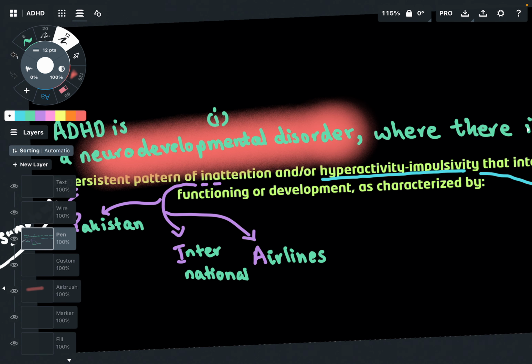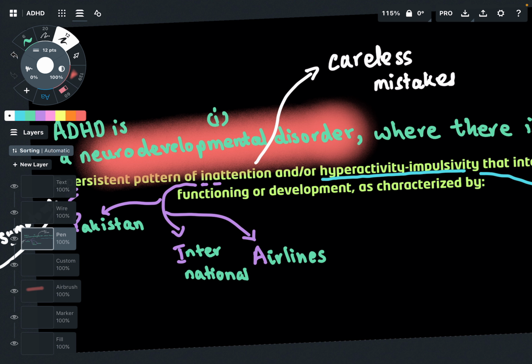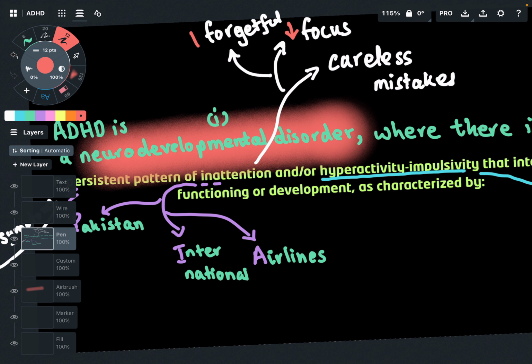Now, the inattention, this means things like making careless mistakes, difficulty sustaining focus, you have a decrease in focus, you won't be able to sustain it. Forgetfulness, and they're easily distracted.